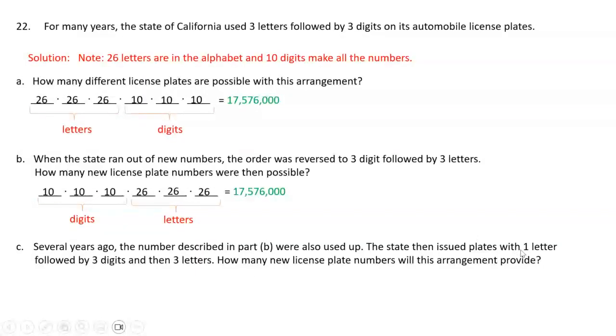Now for part C, several years ago, the numbers described in part B were also used up. The state then issued plates with 1 letter followed by 3 digits, and then 3 letters again. So there's my letter provided, and then 3 digits and 3 more letters.